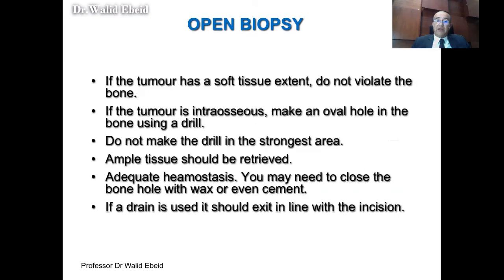If the tumor has a soft tissue extent, do not violate the bone. If the tumor is intraosseous, you make an oval hole in the bone using a drill. Never use osteotomes and hammer. Ample tissues should be retrieved. Adequate hemostasis, even if you need to stop the bleeding with wax or with bone cement. It should exit in line with the incision.